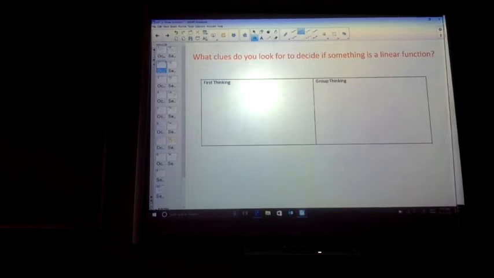So linear function, things that you should know. You have x and you have y. X and y are not raised to exponents. That's for the most part. So we'll get to more.